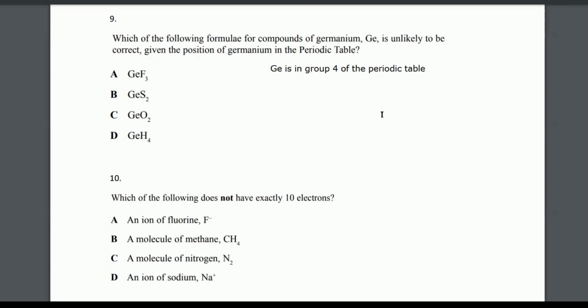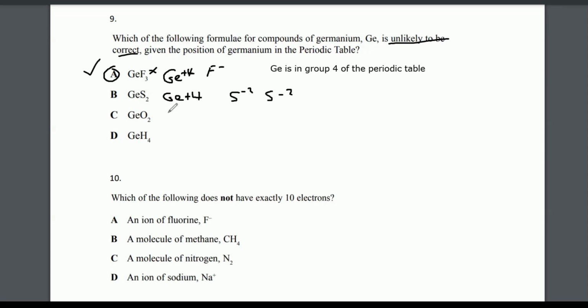So if we look at A first of all, for purposes of writing formulae, germanium will form a 4+ ion or a +4 ion. Fluoride is a -1 ion because it's in group 7. So they should form in the ratio of GeF4, not GeF3. So that is incorrect, which tells us that our answer is A. Now we could move on normally, but I'll go through the others.